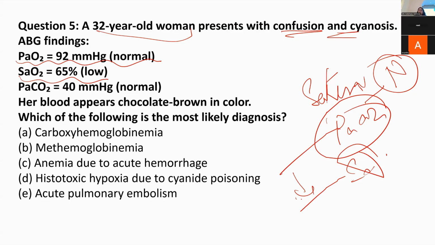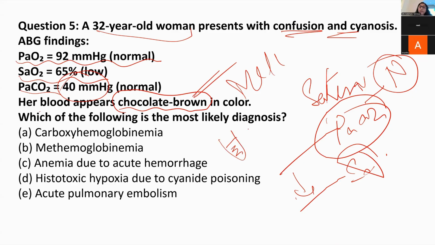So why is it so? Because of binding defects of the hemoglobin. So this condition, even without reading the question further, I can say I am dealing with methemoglobinemia. So PaCO2 is normal. Blood appears chocolate brown in color. If you have attended my class last time, you will know what the chocolate brown color of the blood looks like. So which of the following is the most likely diagnosis?